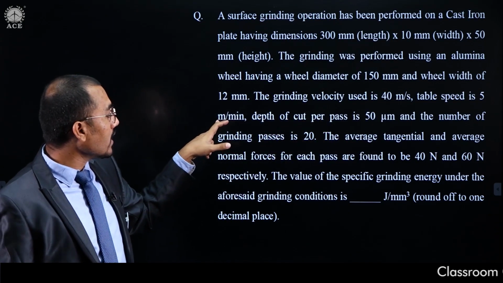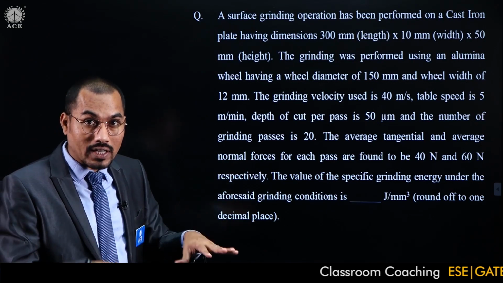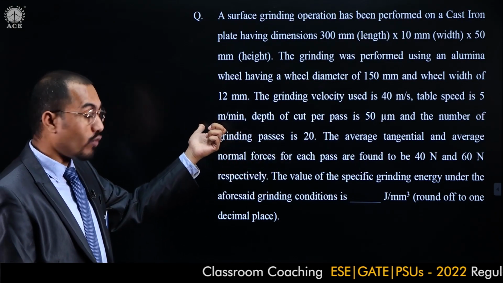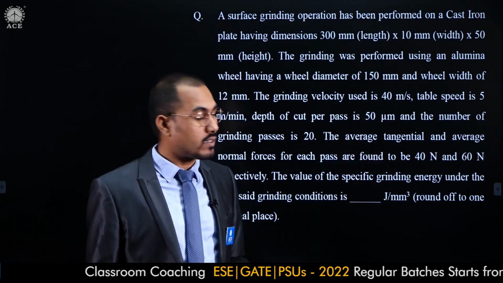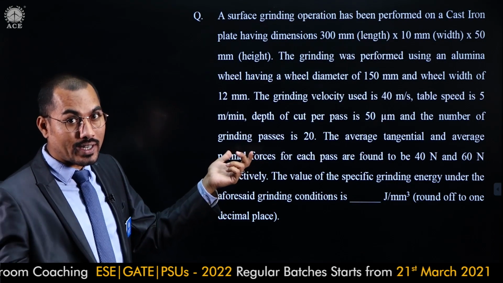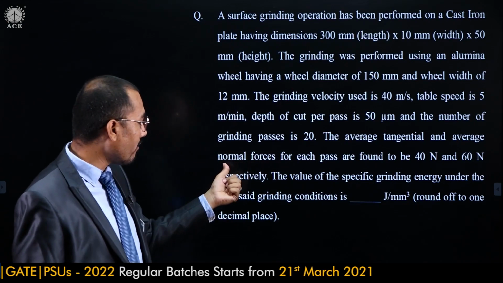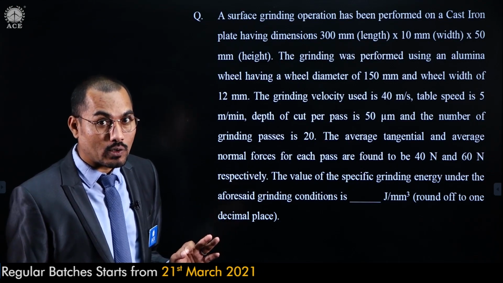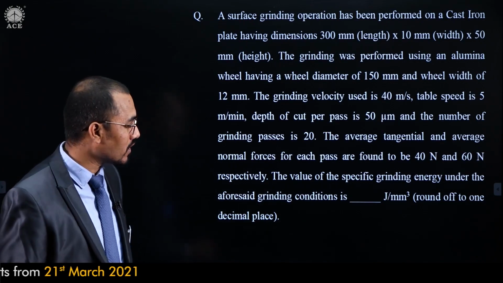The table speed is 5 meter per minute. So whatever plate is placed on that particular table, the table is moving with a certain velocity, and the velocity by which it is moving is 5 meter per minute. The depth of cut per pass is 50 micrometer and the number of grinding passes is 20. So the operation is completed in 20 passes. The average tangential and average normal forces in each pass would be 40 and 60 Newton respectively. Tangential force is the cutting force, normal force is the thrust force by default.